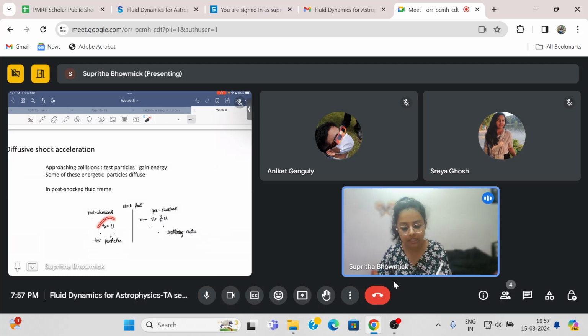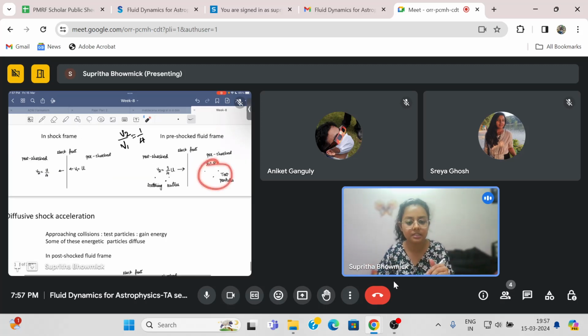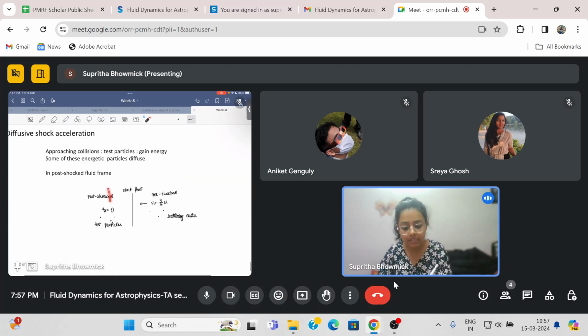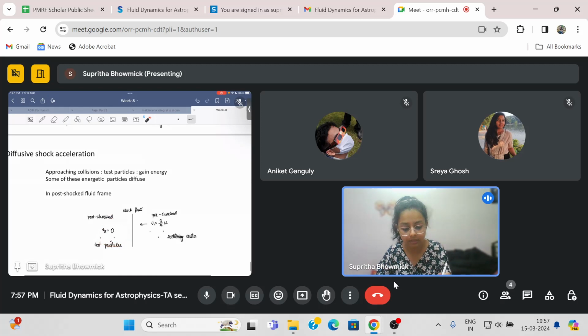And we know that now these test particles in the lab frame are more energetic than they were previously because they have suffered scattering center collisions. So in this region, what happens? They once again see, if you move from this frame to this frame, that in this frame the pre-shocked fluid seems to move along the left direction with the velocity 3/4 u. So the test particles once again see that the scattering centers are approaching for a head-on collision, and this collision once again results in an increase in the energy.